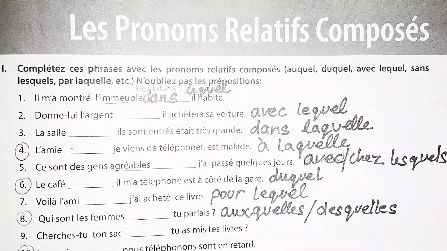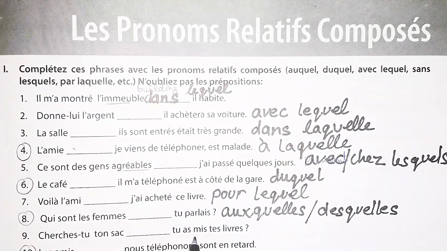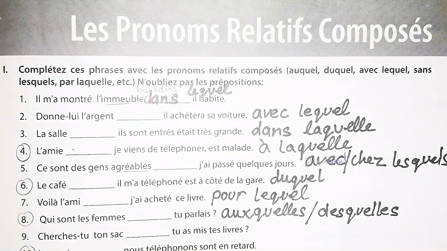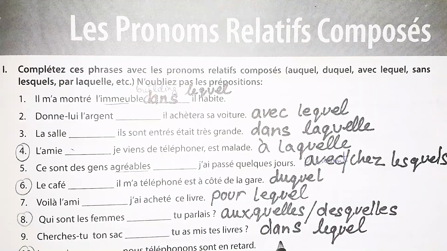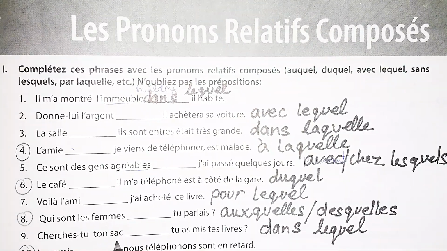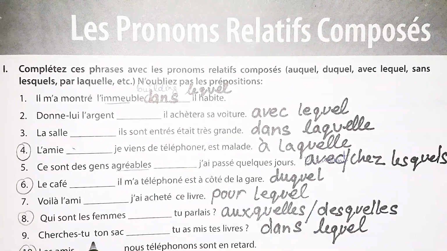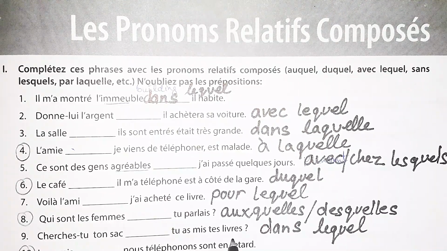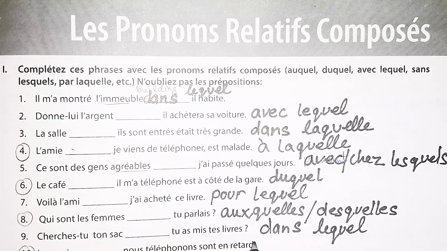Okay. Now the next one is cherches-tu ton sac dash tu as mis tes livres? That means are you looking for your bag in which you put your book? Okay. So for saying in, we are using dans preposition, and because sac is masculine, we are using lequel. In which. Cherches-tu ton sac dans lequel tu as mis tes livres? That means are you looking for your bag in which you put your books?